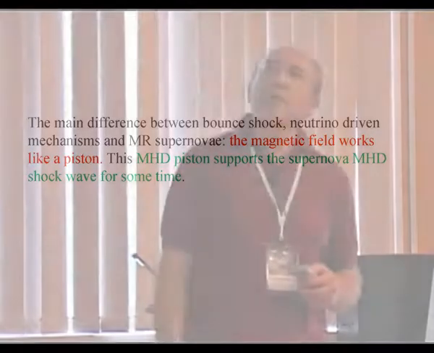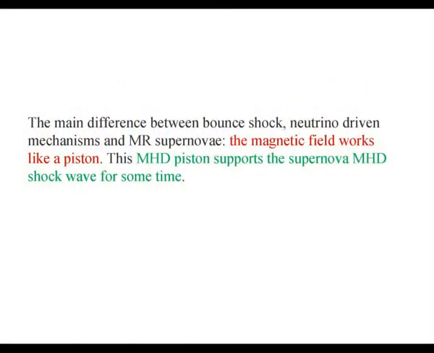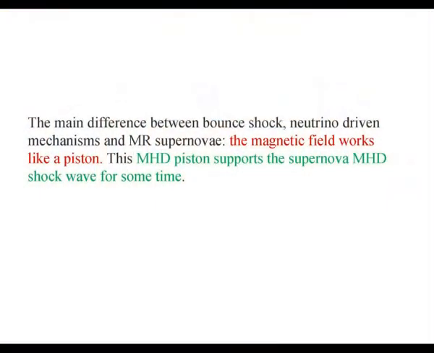So the main difference between the neutrino-driven mechanism and the magnetic mechanism is that when we have a collapse and neutrino burst, some of the neutrinos, a very small part of them, are trapped and can help to push the shock. But when they are emitted, there is no other support for the shock to survive and make an explosion.